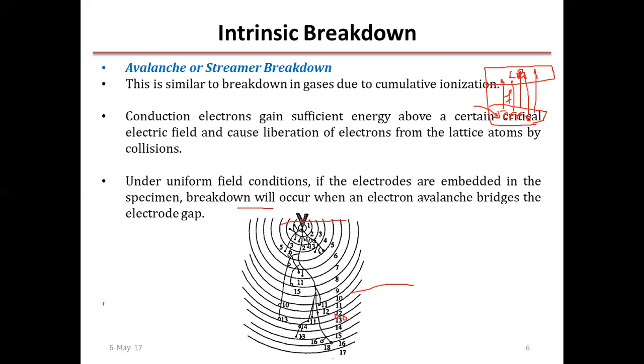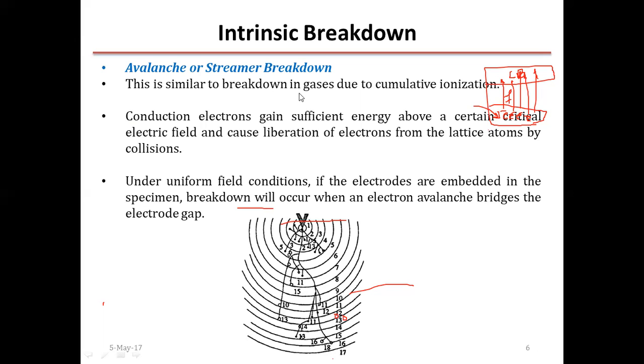A series of electron ionization will occur. It starts from 1 and ends at 18. A branch, a tree-like structure, actually occurs. So we can say that an avalanche has occurred. Avalanche means flood, a flood of ionization. That is why it is also called the avalanche or streamer breakdown.